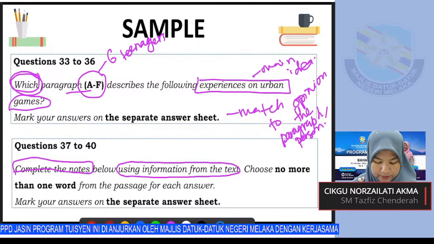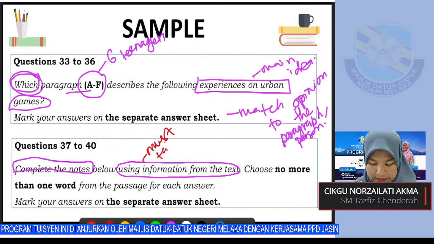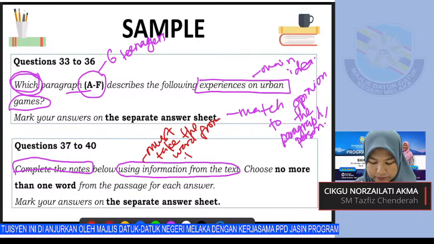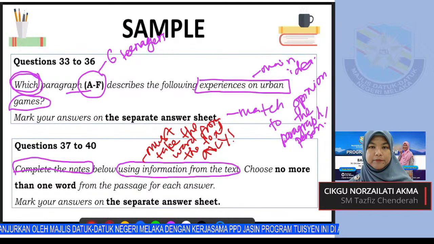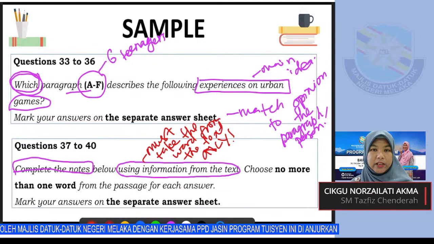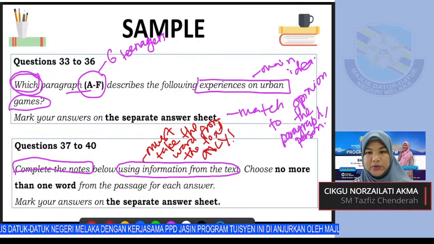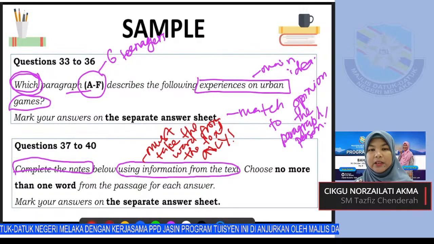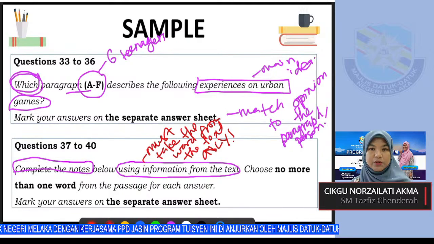It is compulsory for you to take the word from the text only. You cannot use a different word which is not included in the text. If you do that, then it will be straight away zero or a wrong answer.